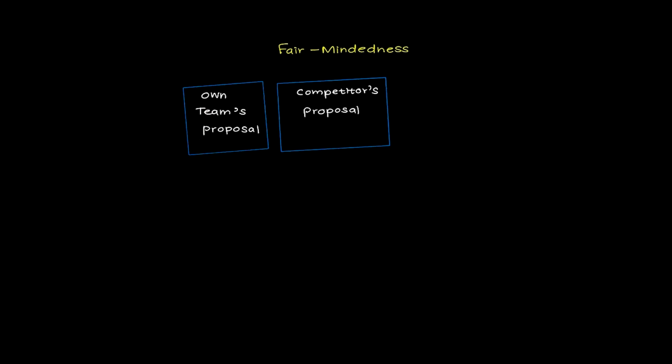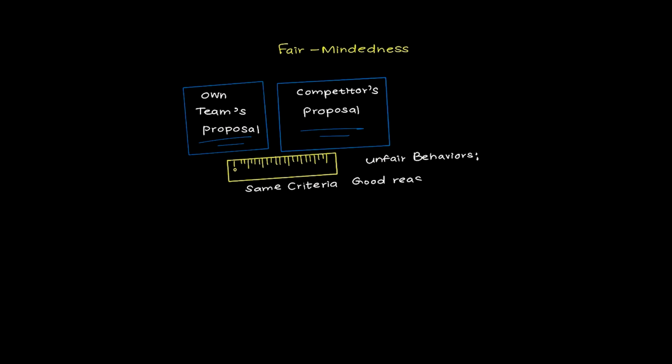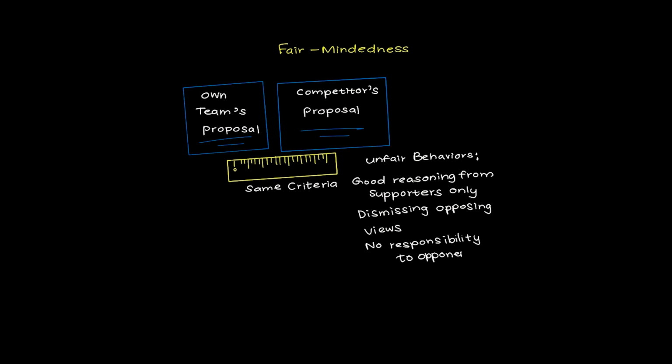A manager evaluates her own team's proposals using the same rigorous criteria she applies when reviewing competitor proposals. This is fair-mindedness, applying the same standards to your own reasoning as to others. Paul and Elder describe this as a key behaviour of fair-minded thinkers. Expecting good reasoning only from supporters is unfair. Fair-minded thinkers expect it from everyone, including themselves. Dismissing opposing viewpoints is intellectual unfairness, the opposite of what we see here. Feeling no responsibility to represent opponents fairly describes the intellectually unfair person.